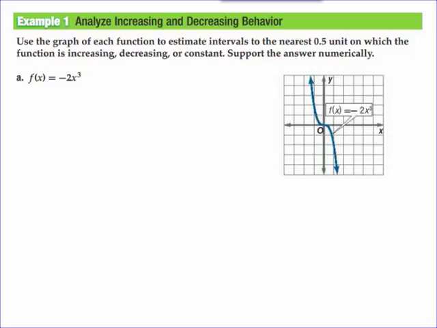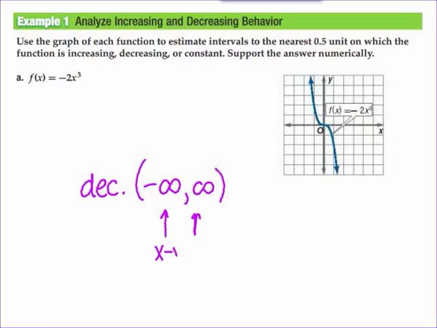So now what we're going to do is write decreasing, because that's what they want, and they want intervals. Since this decreases the whole time, we're going to go from negative infinity to positive infinity. These values here are always x values. That's what you're referring to. You don't use the y's. So we're saying from the left part of the graph, which is negative infinity, to the right part of the graph, which is positive infinity, that graph will be decreasing.